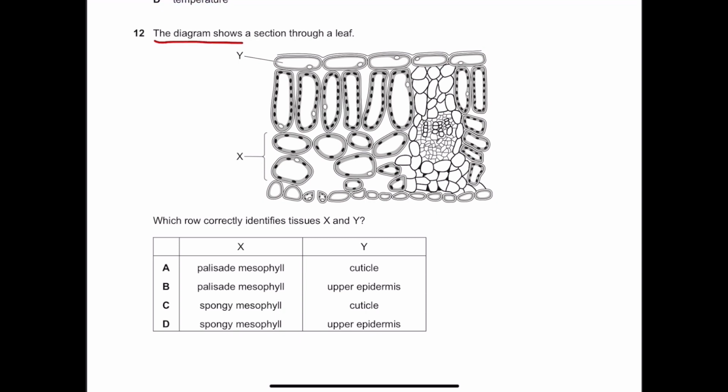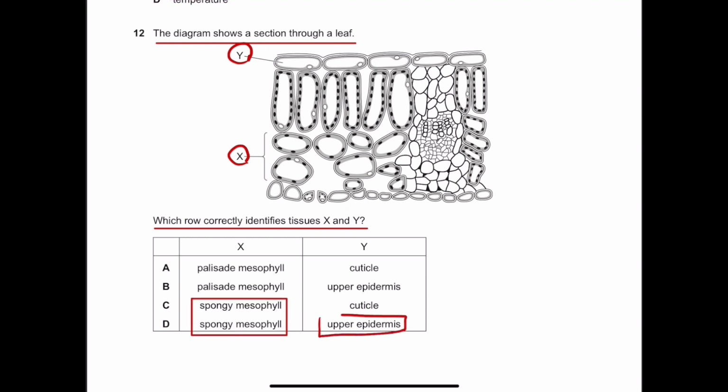Number 12. The diagram shows a section through a leaf. Which row correctly identifies tissues X and Y? So X is showing spongy mesophyll cell. So the answer is either C or D. Y is called upper epidermis. So cuticle is the cover, is the coating.